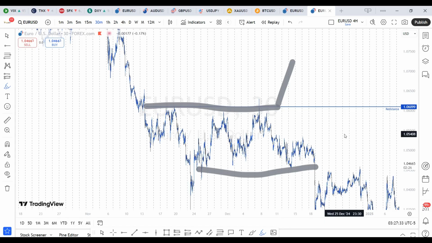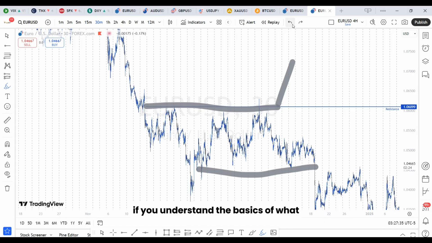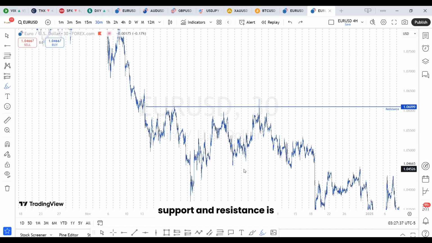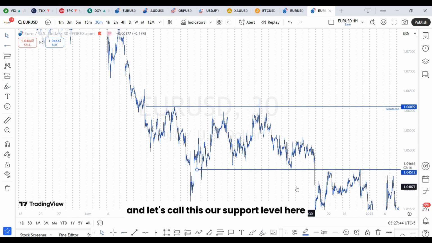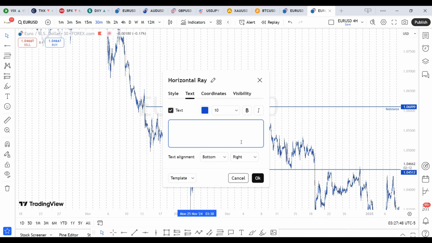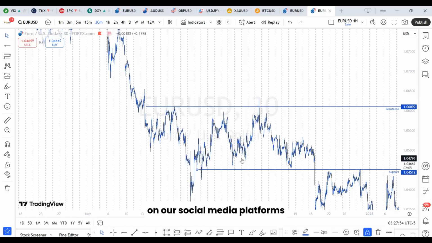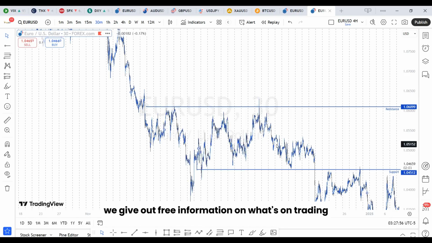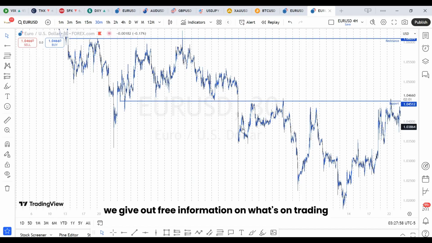Now, if you understand the basics of what support and resistance is, we have that resistance there, and let's call this our support level here. So we have this support level. On our social media platforms, we give out free information on trading support and resistance.